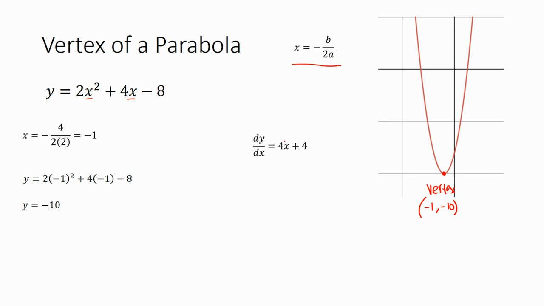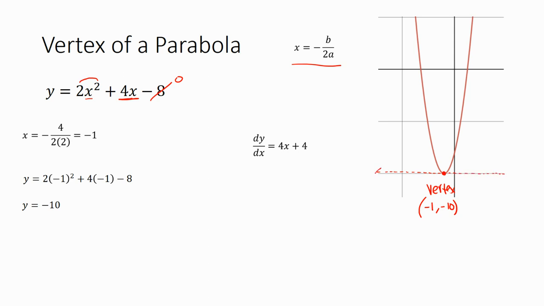So dy dx, the derivative of this function, would be 4x plus 4, because we just do 2 times 2 is 4. And then you drop the power by 1, so it's 4x to the first power. And then the derivative of 4x is just 4. The derivative of negative 8 is 0. So there's the derivative.